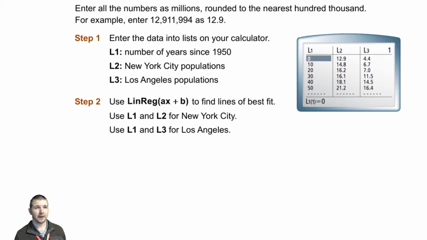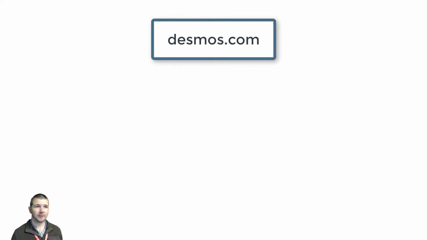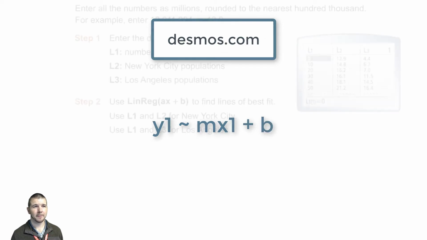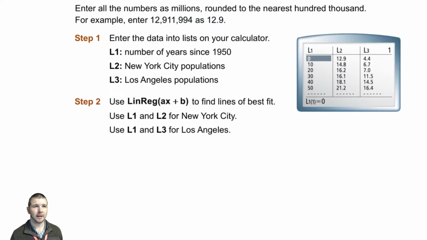Step 2, on a graphing calculator, we'll use linreg for linear regression, ax plus b, indicating that we want our equation in slope-intercept form, to find lines of best fit. On Desmos, we'll use the y sub 1 regressed against mx sub 1 plus b to find those same lines of best fit. On the graphing calculator, we'll use L1 and L2 for New York City, L1 and L3 for Los Angeles. On Desmos, we just have to carefully make sure we select the correct variables for our regression equations.